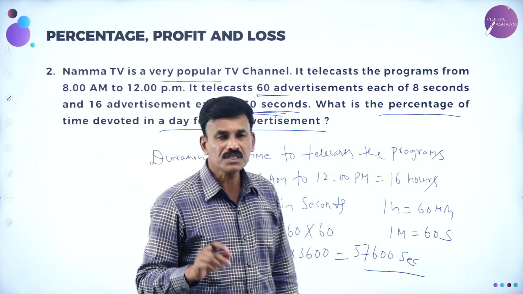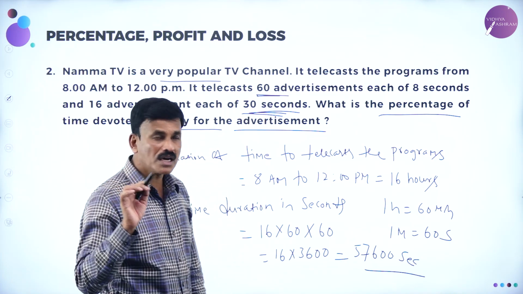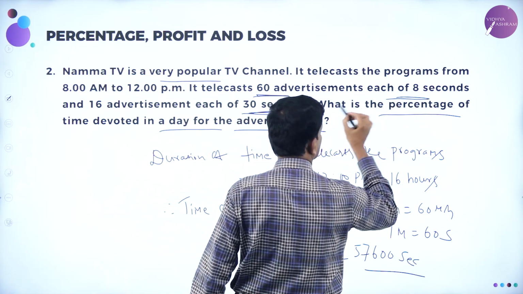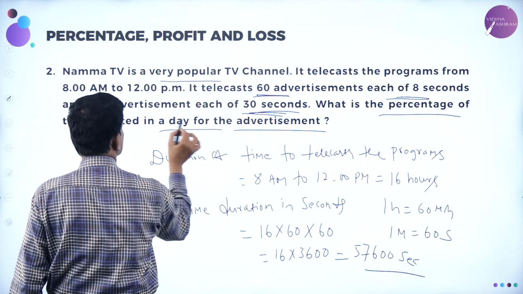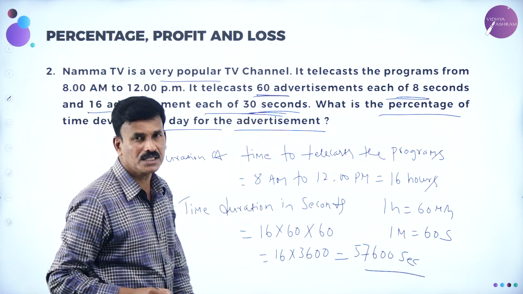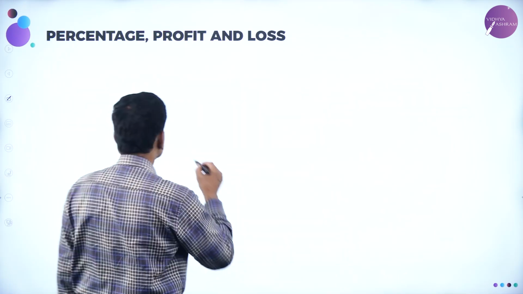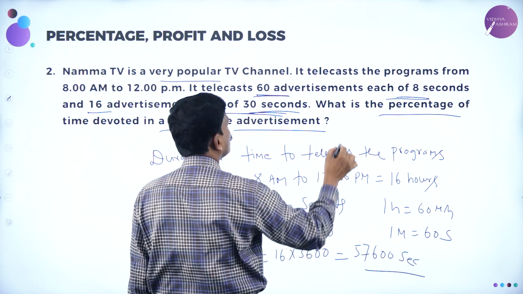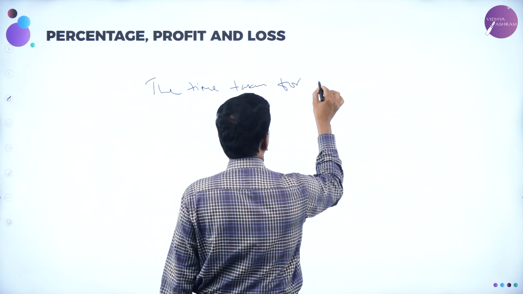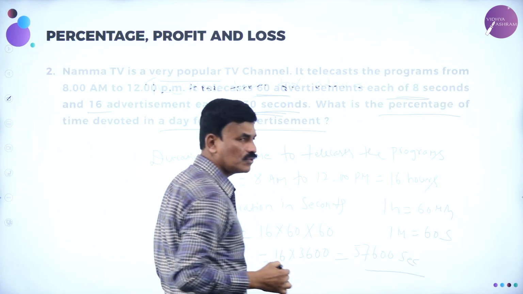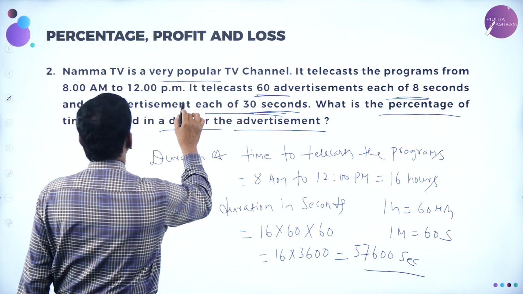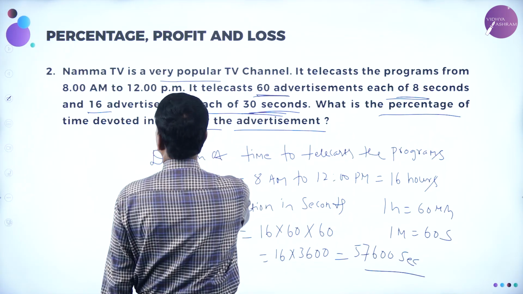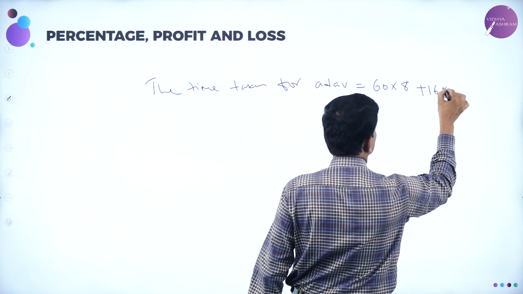57,600 seconds. Right. Now what is the given condition? What is the time duration for advertisement? That is 60 advertisements each of 8 seconds, 60 into 8, plus 16 advertisements each of 30 seconds, 16 into 30. Just add it. So the time taken for the advertisement is 60 into 8 plus 16 into 30.